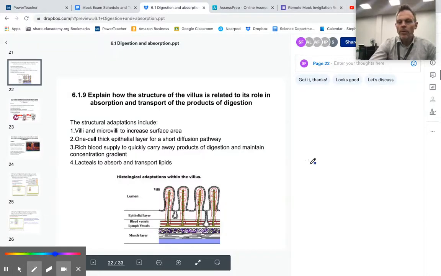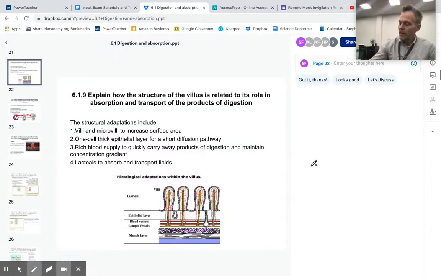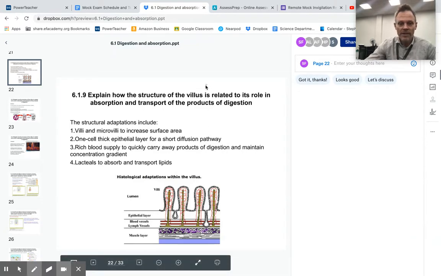In 6.19, we need to talk about the structure and function of the villus, right? Those little fingers in the small intestine, and how it allows us to absorb and also transport all the things that you've broken down, all the things you've eaten and broken down. So the products of digestion. And there are four things that we're going to talk about.